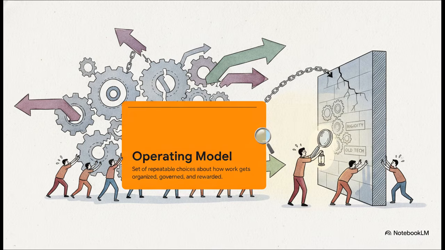Which brings us to operating model constraints. This is the set of repeatable choices about how work gets organized, governed, and rewarded that is now actively working against the company. The crucial point here is that you are not underperforming because people stop trying. It's because your structure, processes, decision rights, and incentives have totally drifted apart. When the constraint is the model itself, all the localized effort in the world will absolutely fail to remove it. You have to identify that systemic roadblock first.